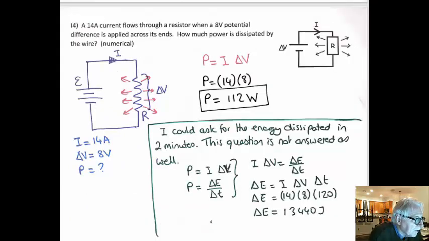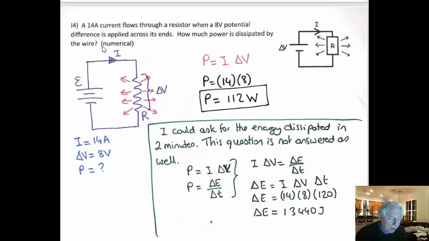So here's the last question. A 14 amp current flows through a resistor when an 8 volt potential difference is applied across its ends. How much power is dissipated by the wire?